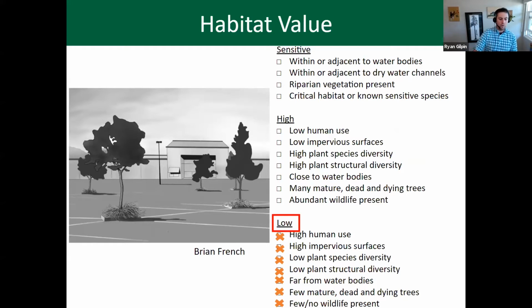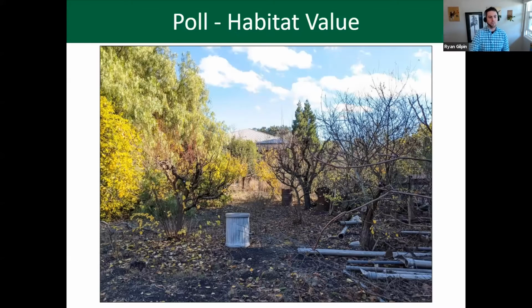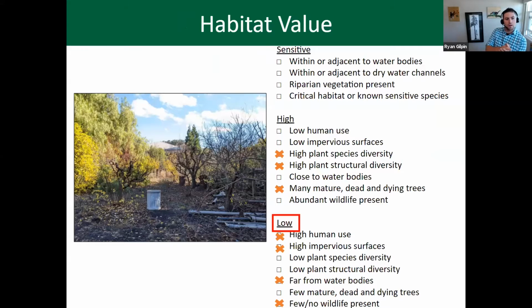Okay, so at this point, I'd like to pull up our poll. I believe this is poll number 2, Ryan, where we are going to ask you, what do you think? Is this a sensitive, a high, or a low habitat value area? This is from one of my job sites in the Bay Area. And let's go through it a little bit, right? So I am thinking that we've got a pretty even split if we use this checklist system, and that I have slightly more in the low than I do in the high. So I would be classifying this as a low habitat value area.